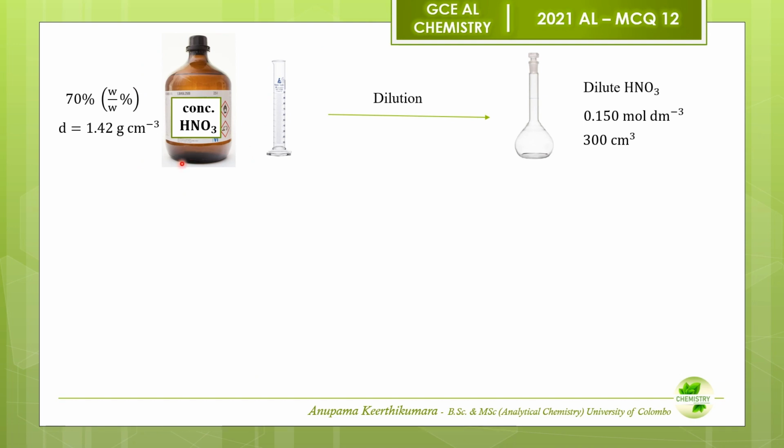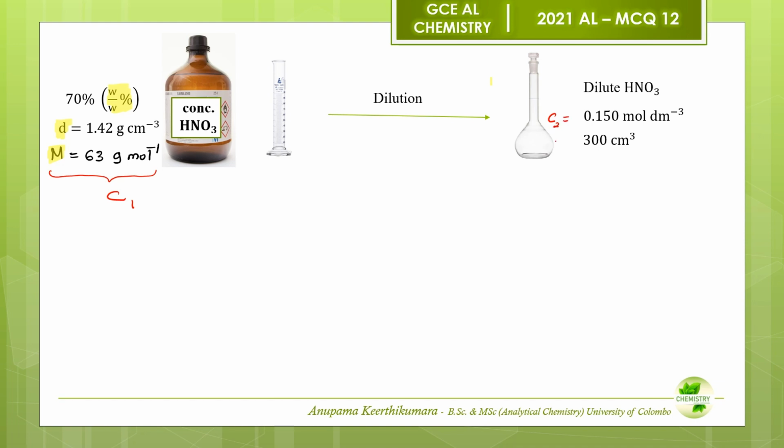In these types of questions, calculate the concentration of this conc nitric acid using the given weight percentage, density, and the molar mass of nitric acid. Relative atomic masses of hydrogen, nitrogen, and oxygen were given. Therefore, we can calculate the molar mass of nitric acid. Weight percentage, density, and molar mass can be used to calculate the concentration of this conc nitric acid.